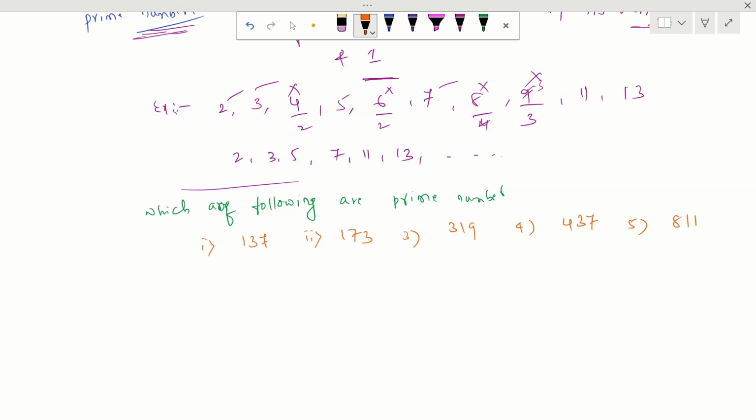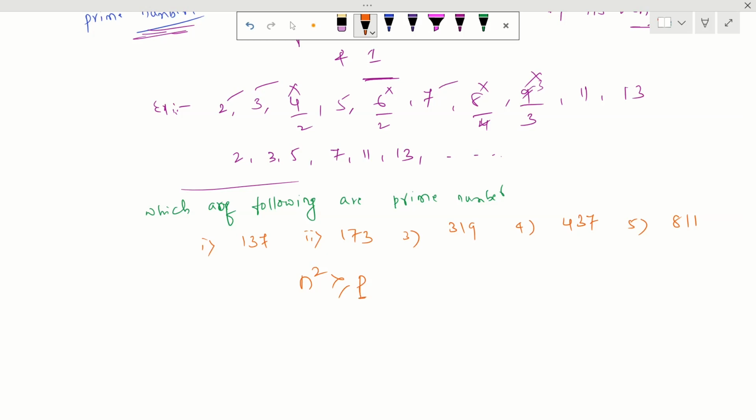To check this, we cannot go randomly. There is one formula for this. To find a prime number, we usually follow a formula: n square is greater than or equal to p. So what does p mean?